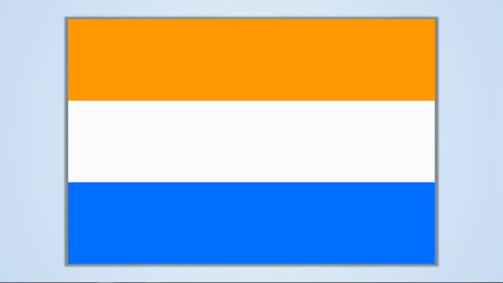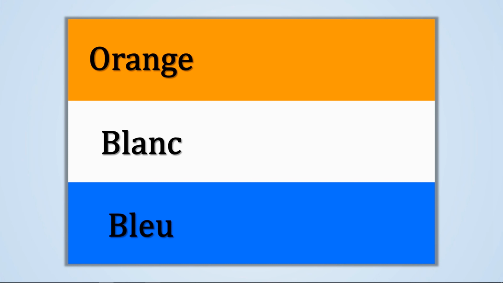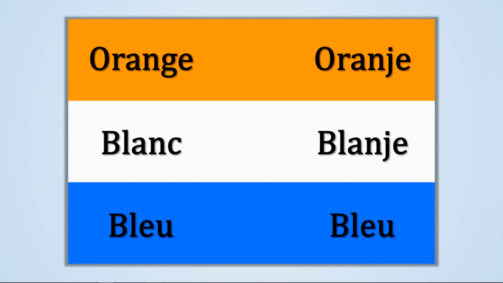This seems to have stuck around in flag form, becoming known in French with the 3 colours of the flag as orange, blanc, bleu, and then the Dutchified version becoming oranje, blanje, bleu as well, which is still sometimes used in reference to this flag.